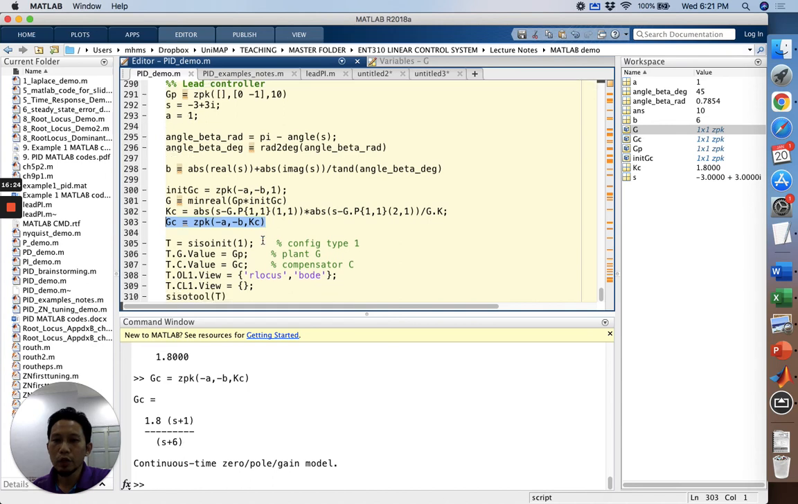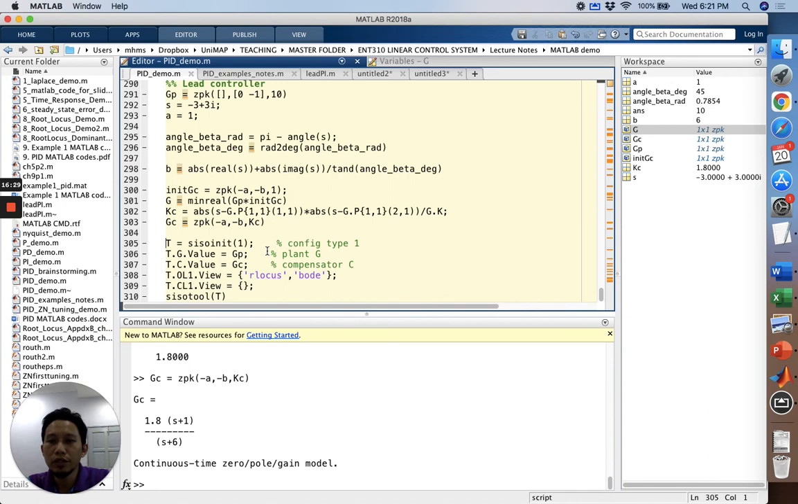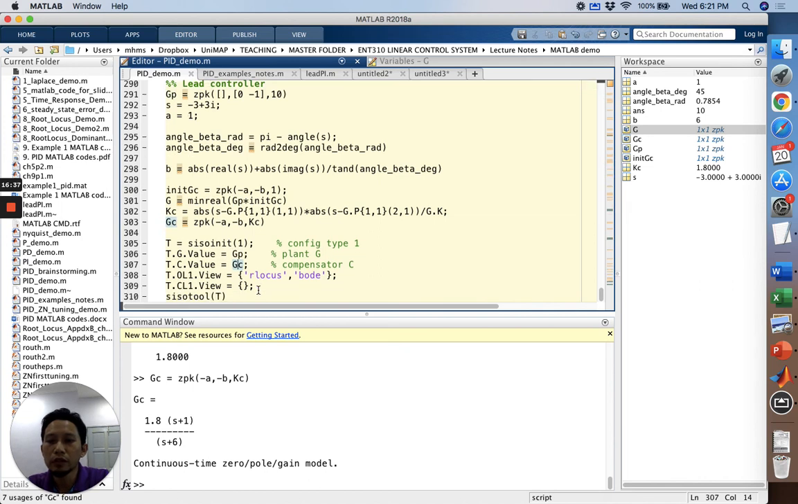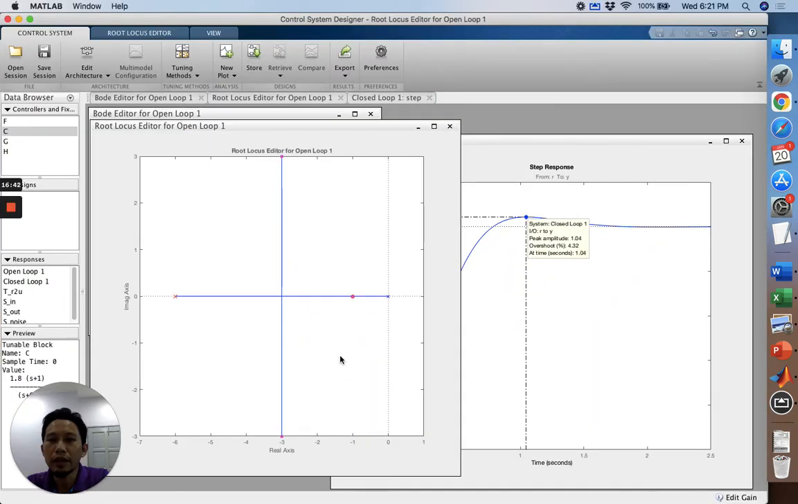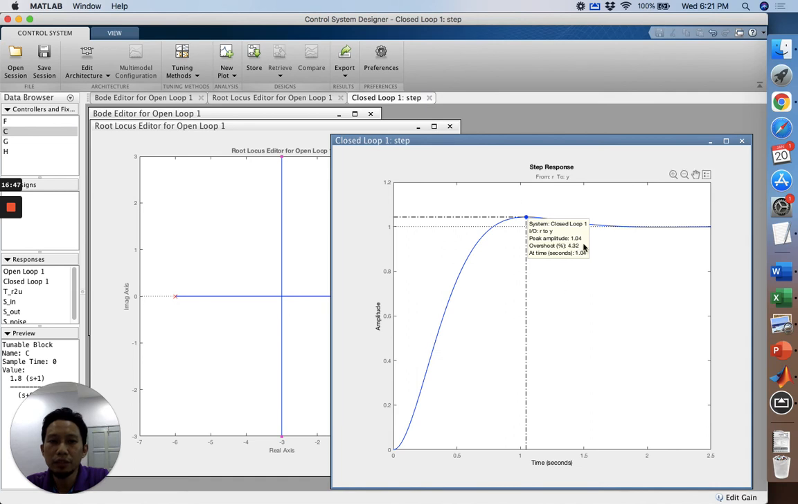Okay, and then we can call the initial SISO tool. So I call this function. I set the G value equals to GP, the C value equals to GC, and we can call the SISO tools here. So I run everything and I get this. This actually results in a peak amplitude of 1.04 and overshoot of 4.32. So the question asks about the percent overshoot being less than 10%.